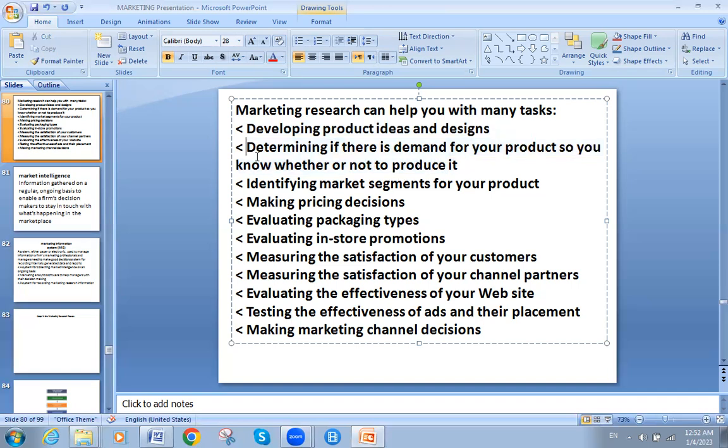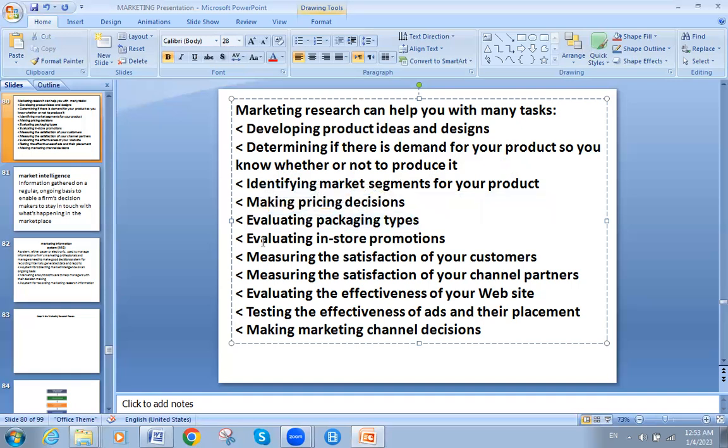Determine if there is demand for your product so you know whether or not to produce it. You will know from marketing research whether your product is highly demanded or not. Identify market segments. You divide the market into parts, and each part has a separate 4Ps for your product. Making pricing decisions. Marketing research will also help you know what price to put on your product. Evaluating packaging types. You will ask people, how about the package? Is it okay, suitable, proper or not?